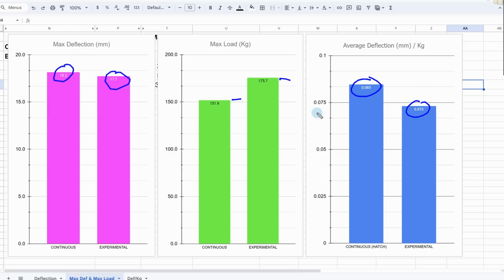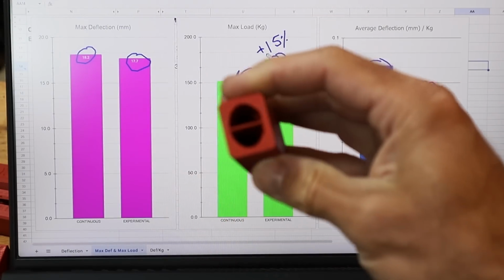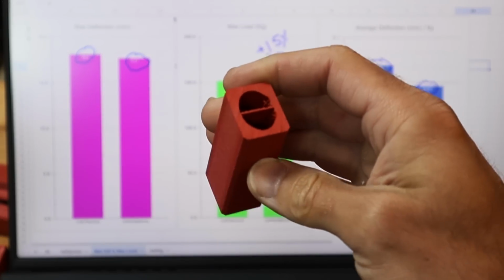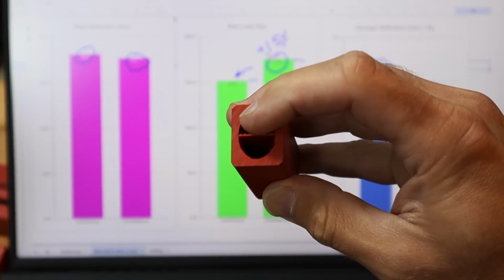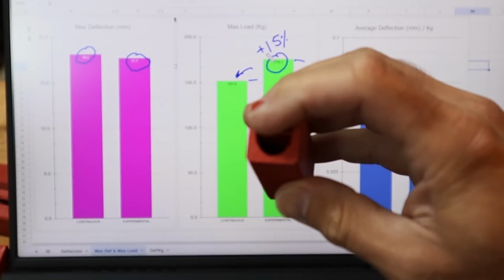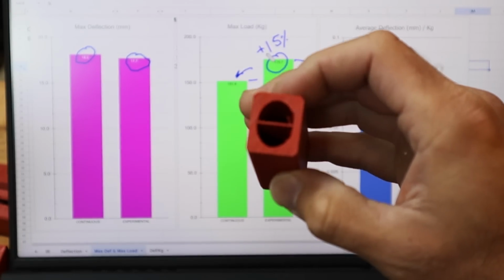So in the deflection and break test, the experimental has performed better. And if we take a look at max load, we have a 15% improvement. So by no means is this perfected. This went straight from concept to me printing it to testing. And you can see that I even missed out on having some of the small rounded corners in here as well, which may have helped a little bit.